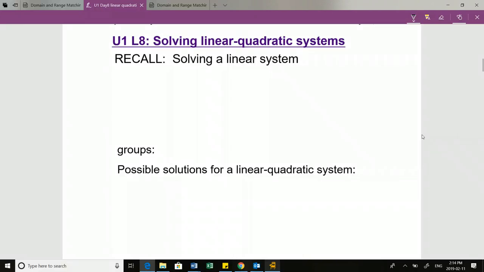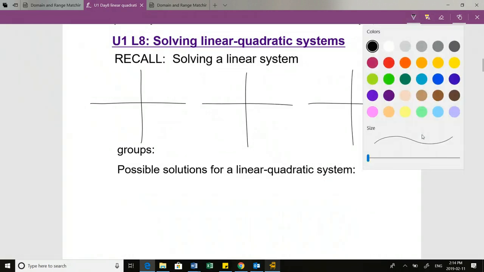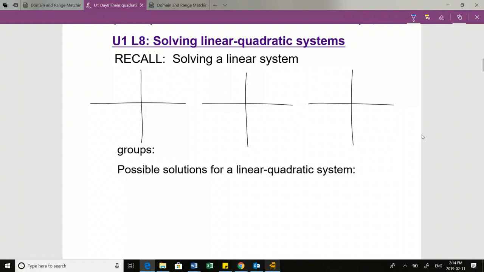So does anybody remember the possibilities? What are the outcomes when we're looking at systems of lines? What can happen when I have two lines on one graph? Zion? Okay. There's actually three scenarios. So they can be parallel, which means what about the point of intersections? Okay, so we could have two parallel lines that have no solutions, right? They don't intersect at all.